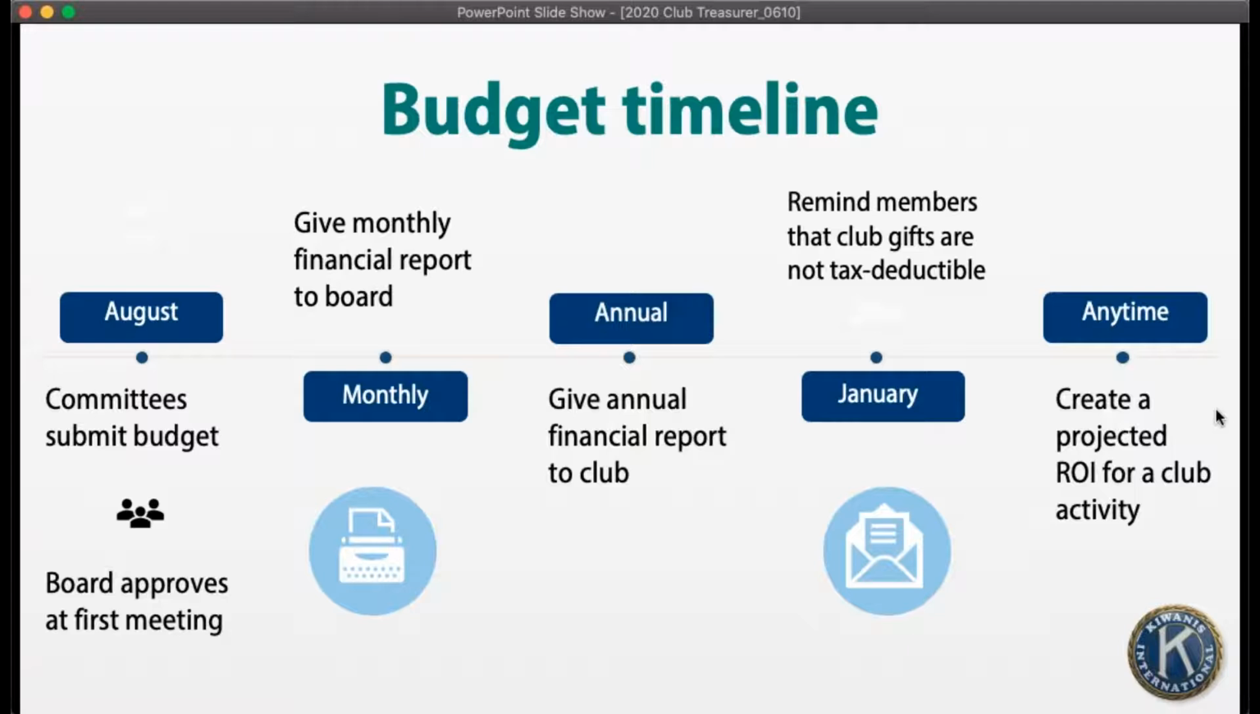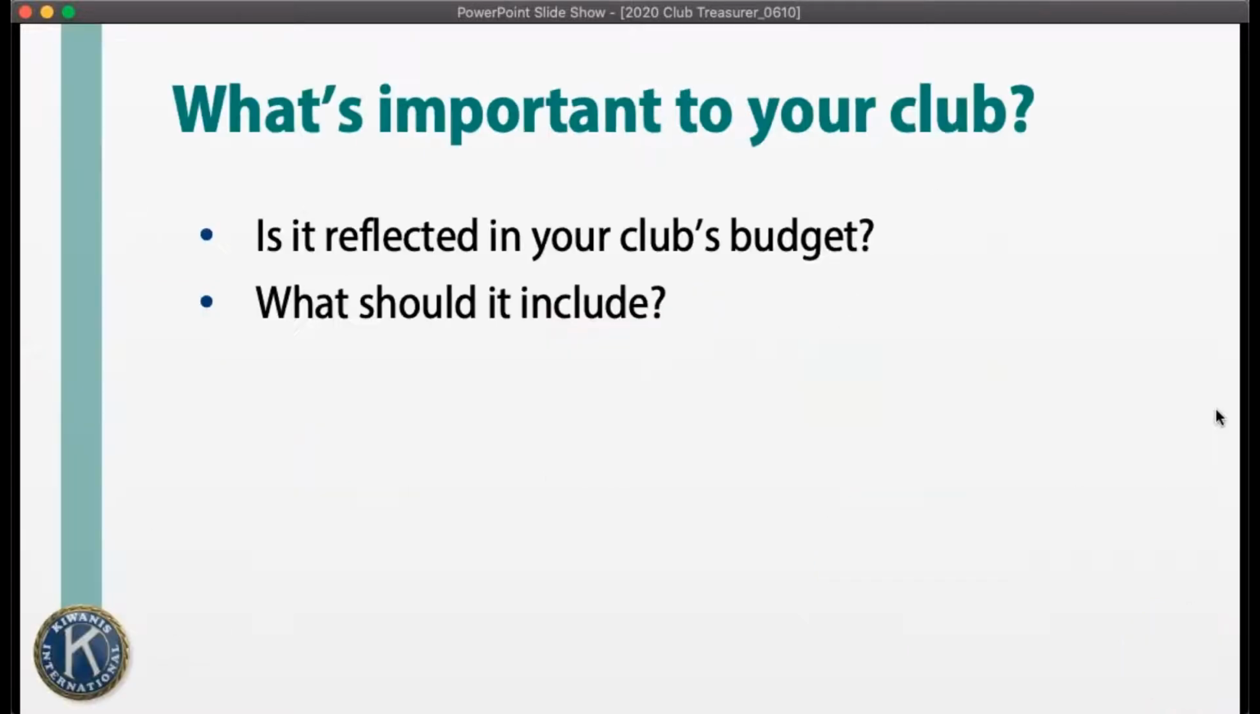And then lastly, anytime during your year, you can create a projected ROI, so that return on investment, for any club activity that you have. You can forecast what you think you're going to be, or maybe if you have some unexpected expenses, how that will impact the rest of your year. So keep that in mind consistently throughout your year.